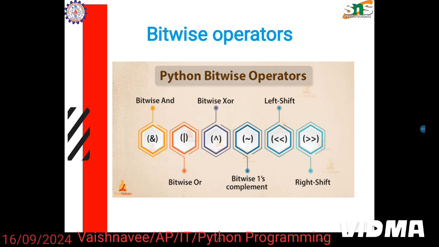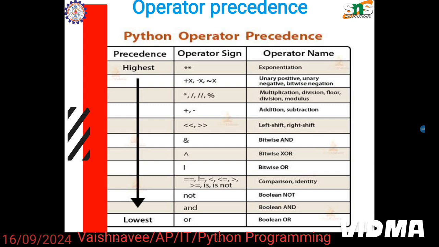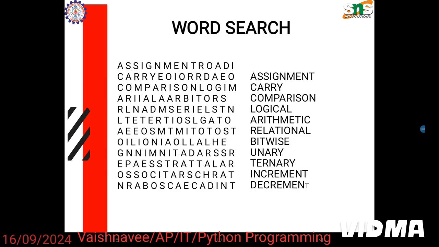Next is about the bitwise operators: and, or, XOR, bitwise ones complement, left shift and right shift. So this is the conclusion of the operators, plus the additional operators, logical operators, and so on. All those operators we have covered in this video. This is the Python operator precedence, highest to lowest. These are the bitwise operators: bitwise AND, bitwise OR, bitwise exclusive OR, ones complement, shift to left, shift to right, all those.